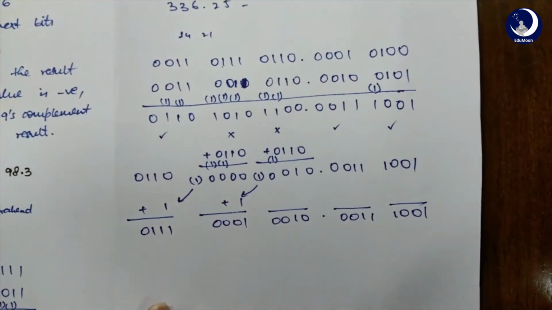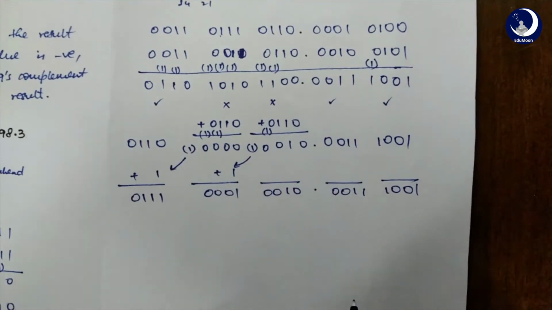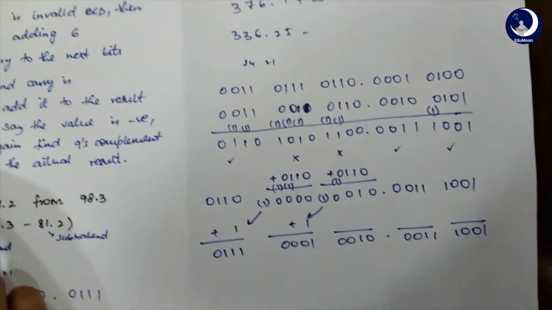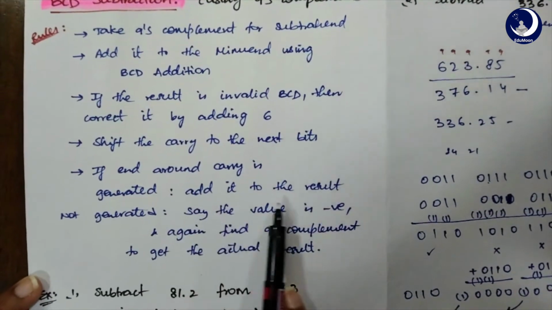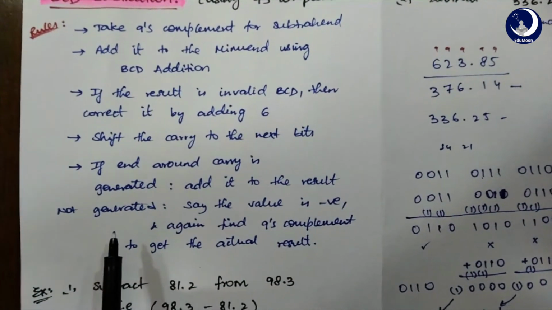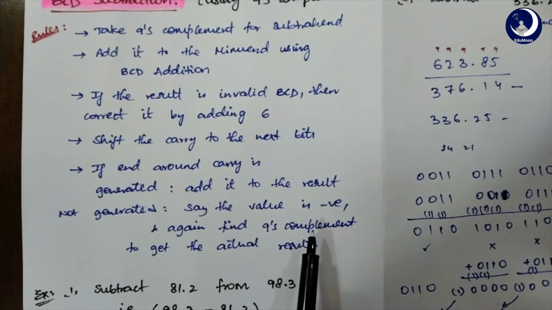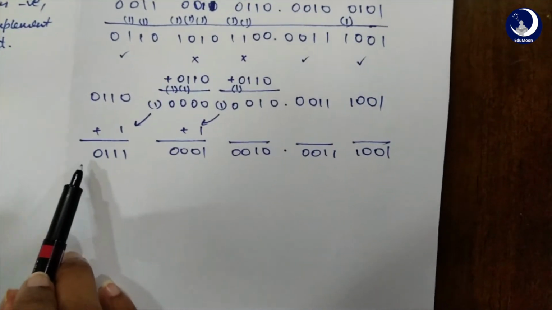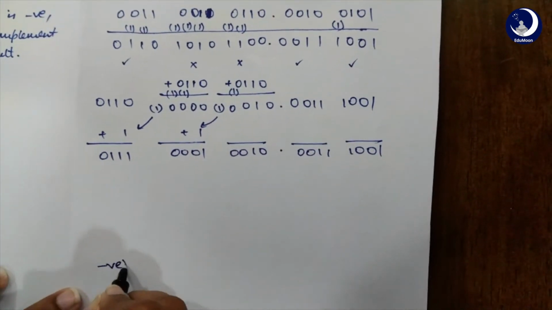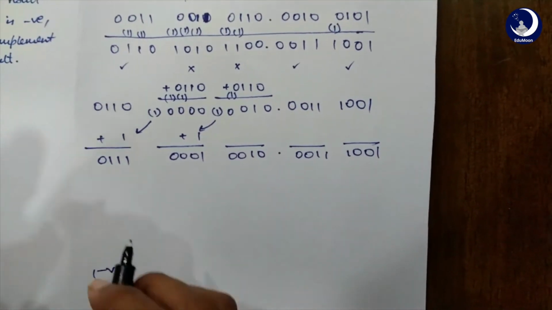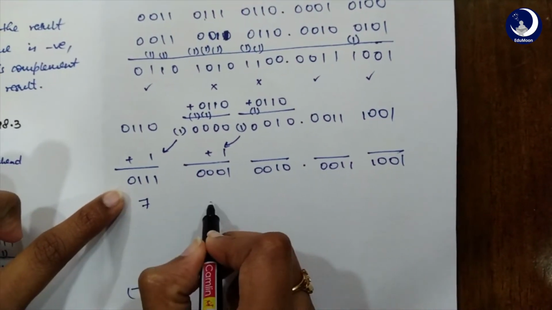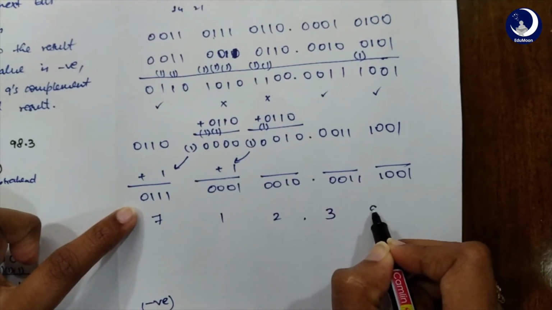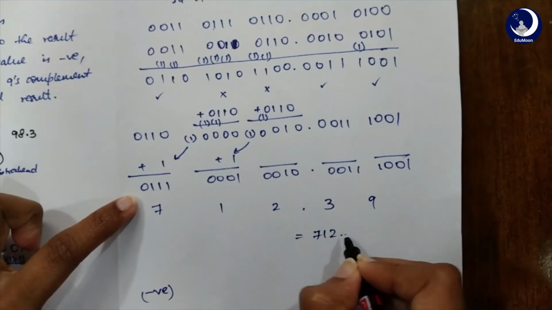Okay, now all these are valid ones, but here we are not getting any end around carry. See, according to the rules, if end around carry is generated, we add it to the result. Now, if it is not generated, what do we say? The answer is negative, and again we have to find the 9's complement for that one. Now, as the end around carry is not generated, we say that the answer is negative, and we need to find the 9's complement. Okay, what is this one actually? This is a 7, this is a 1, this is a 2, and this is a 3, and this is a 9, right? So it is 712.39.